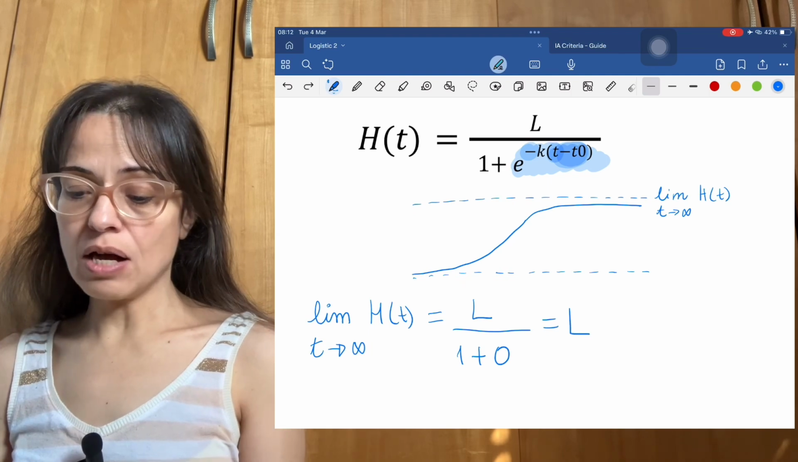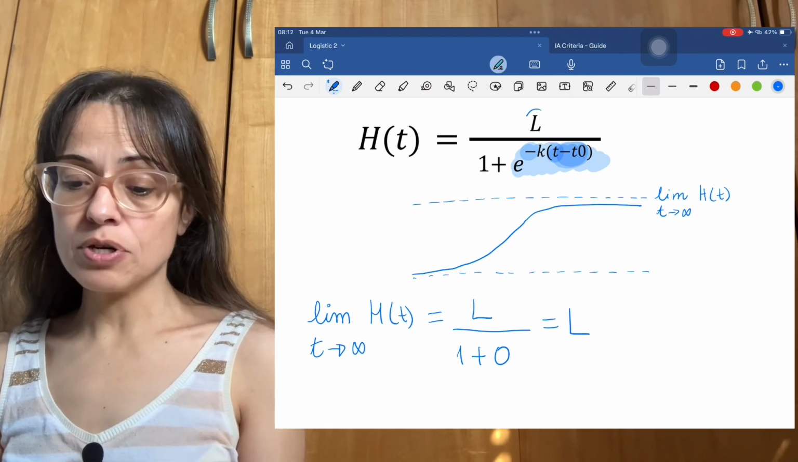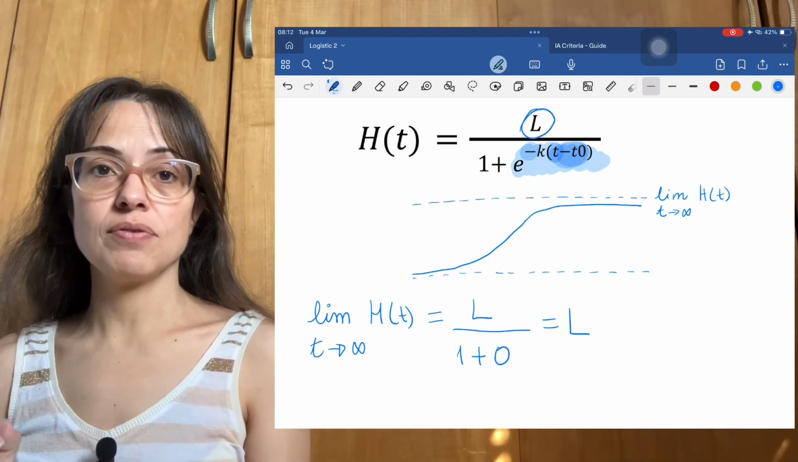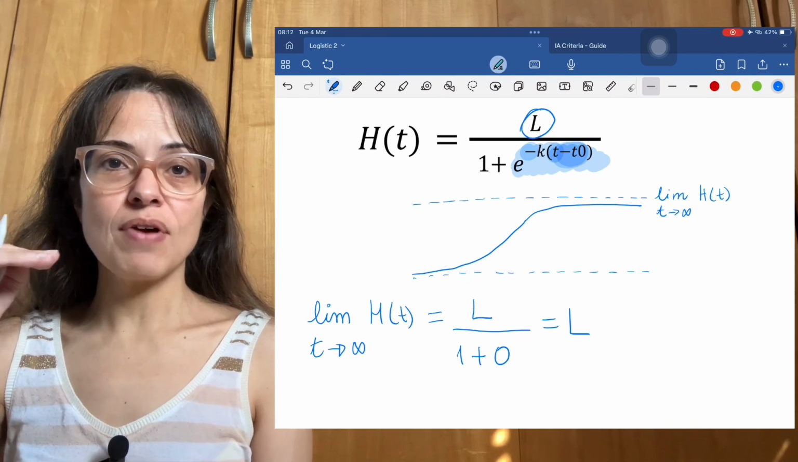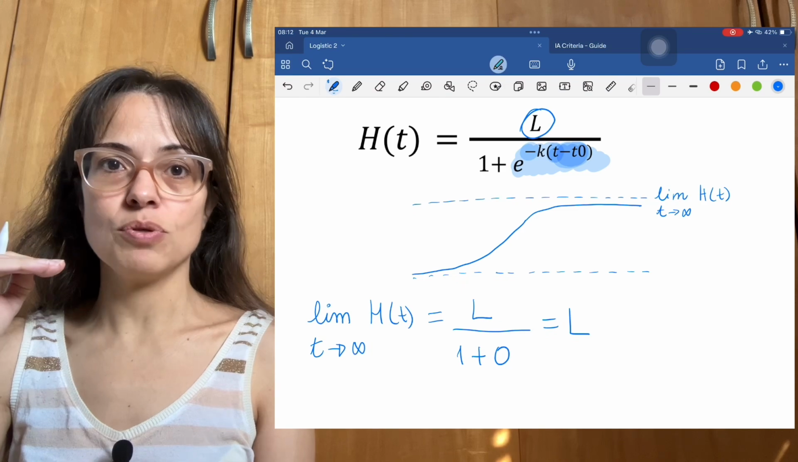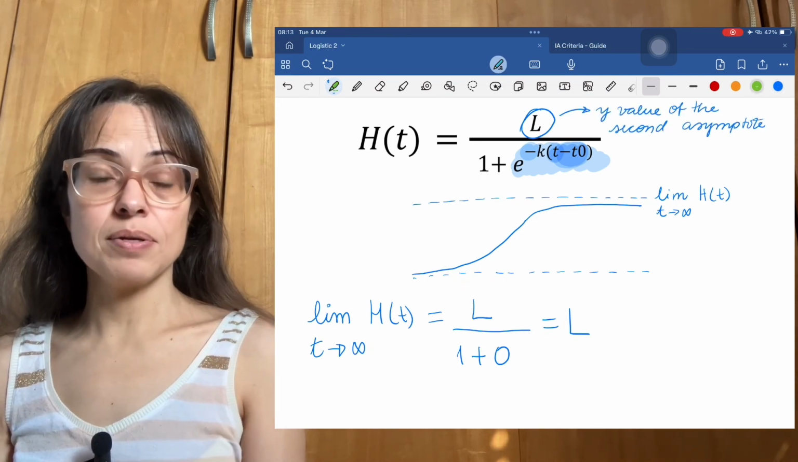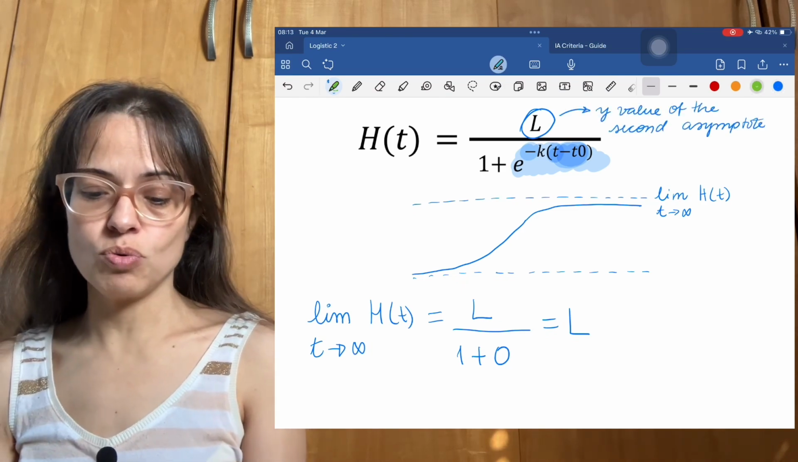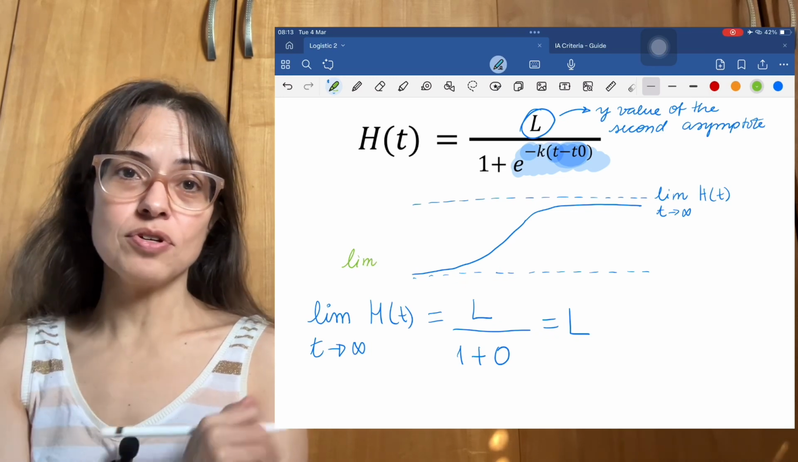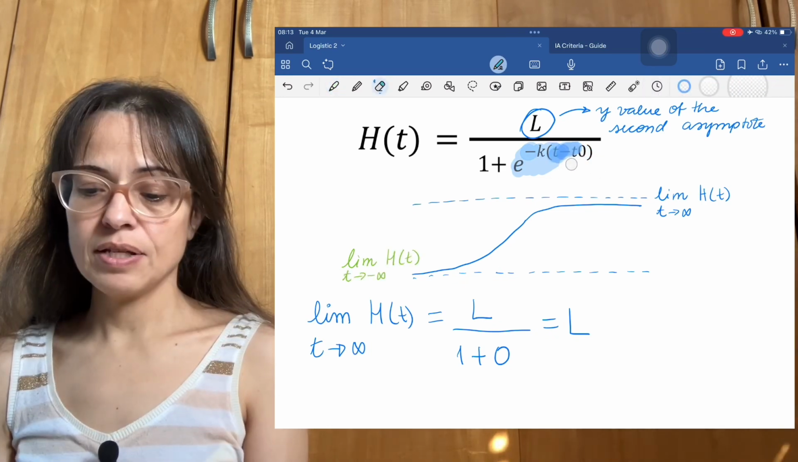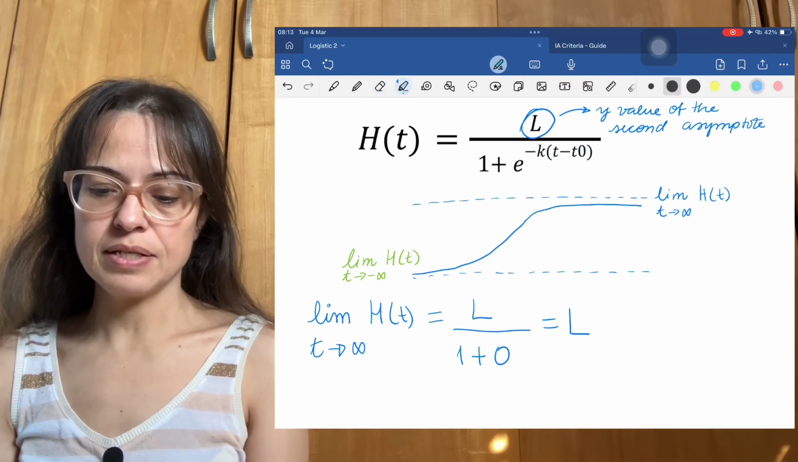And this one is just L, which means that the parameter in the numerator of the logistic function has a very explicit meaning. It is the y value of the second asymptote. Okay, so maybe we can learn something else if we look to the left side instead of the right side and the other horizontal asymptote. That is the limit when t is going to minus infinity.